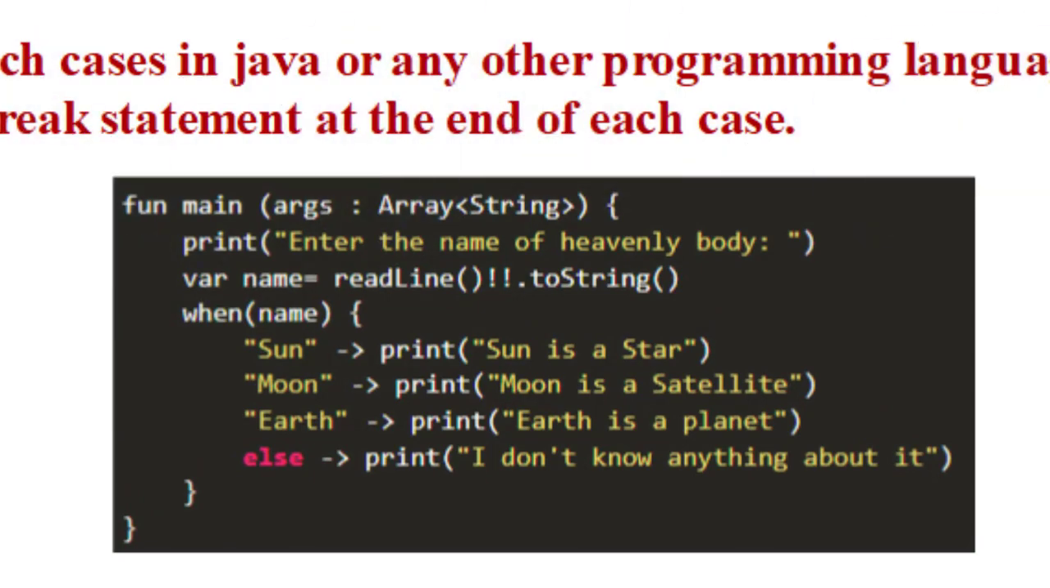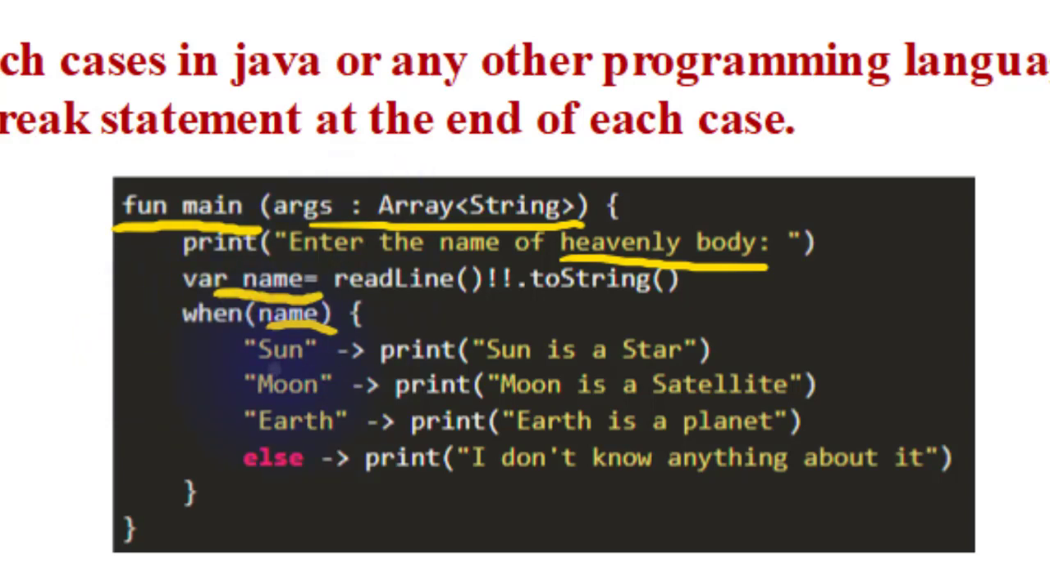तो here we have an example, right? यहाँ पे एक example लिया है हम लोग ने. We have a function main here, and the arguments are optional. Then we ask to enter the name of a heavenly body. Then we are storing this input using readLine, a method which is used to take the input, and we are storing the input in name, and we are passing this name as an option or expression with the when. के साथ में हम लोग ने ऑप्शन पास किया.